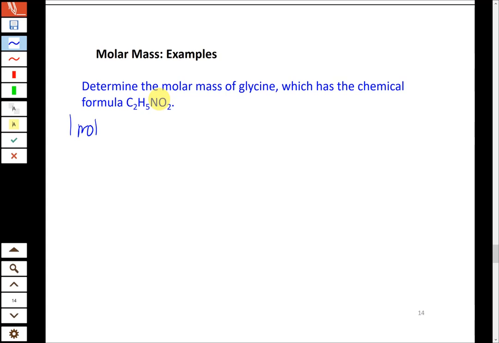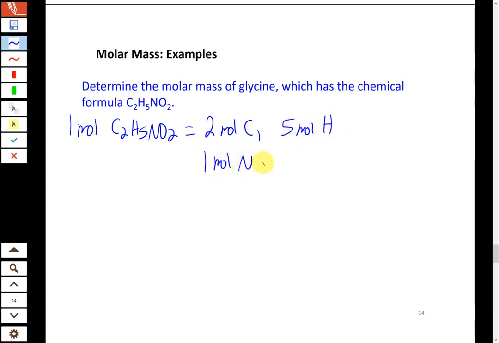So if we have 1 mole of this compound, C2H5NO2, the subscripts in the chemical formula tell us that for every 1 mole of compound, we have 2 moles of carbon, 5 moles of hydrogen, those are just the subscripts for each element, 1 mole of nitrogen, and 2 moles of oxygen.